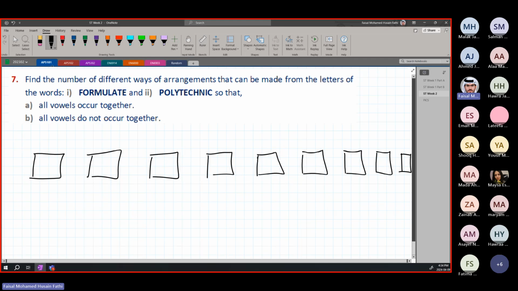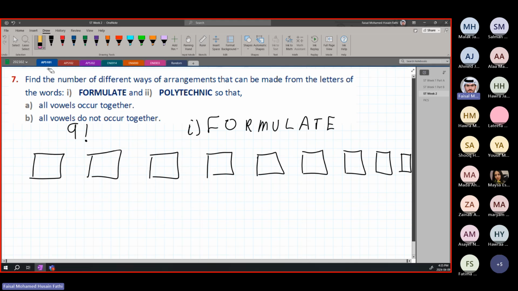So for formulate, F, O, R, M, U, L, A, T, and E, none of them are repeating. They are all unique. So the total number of arrangements will simply be, how many did we have here? We had 9. So it's going to be 9 times 8 times 7, and so on. It's going to be 9 factorial. However, this isn't what the question is asking.